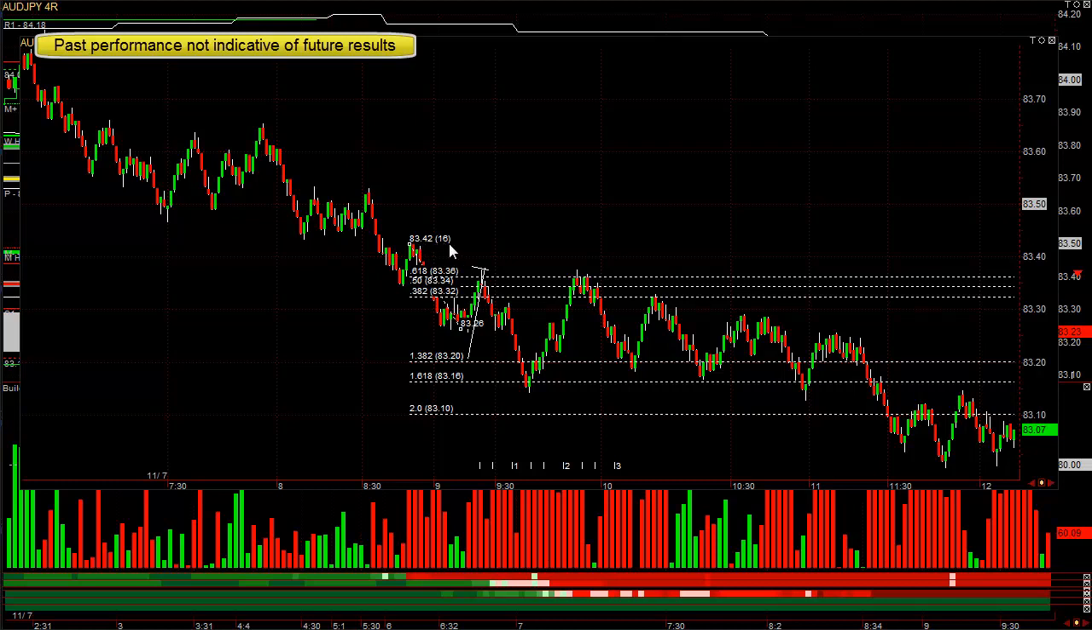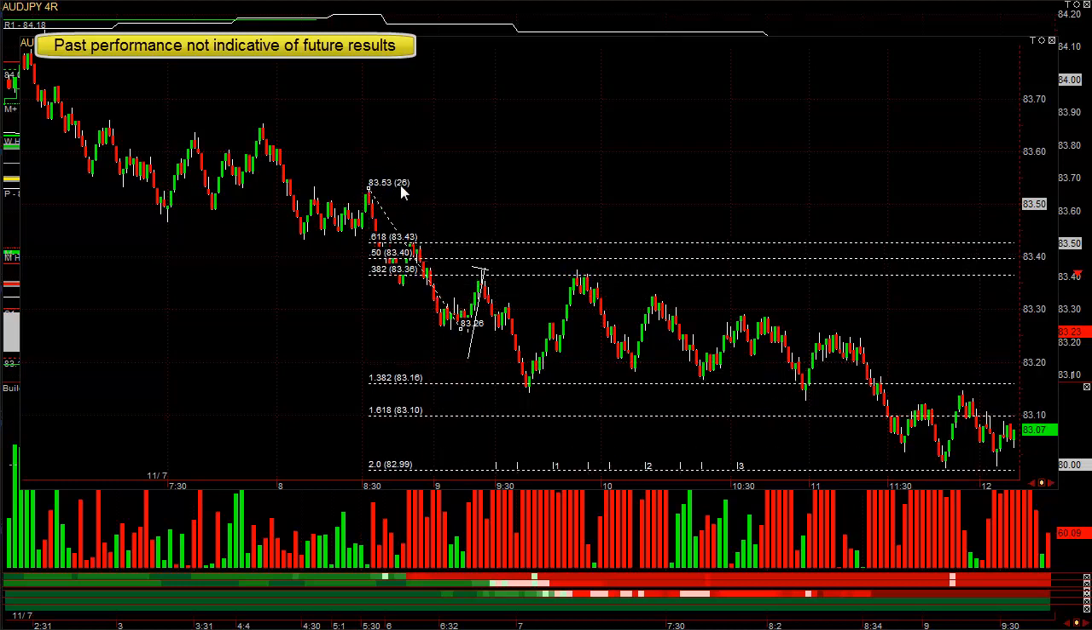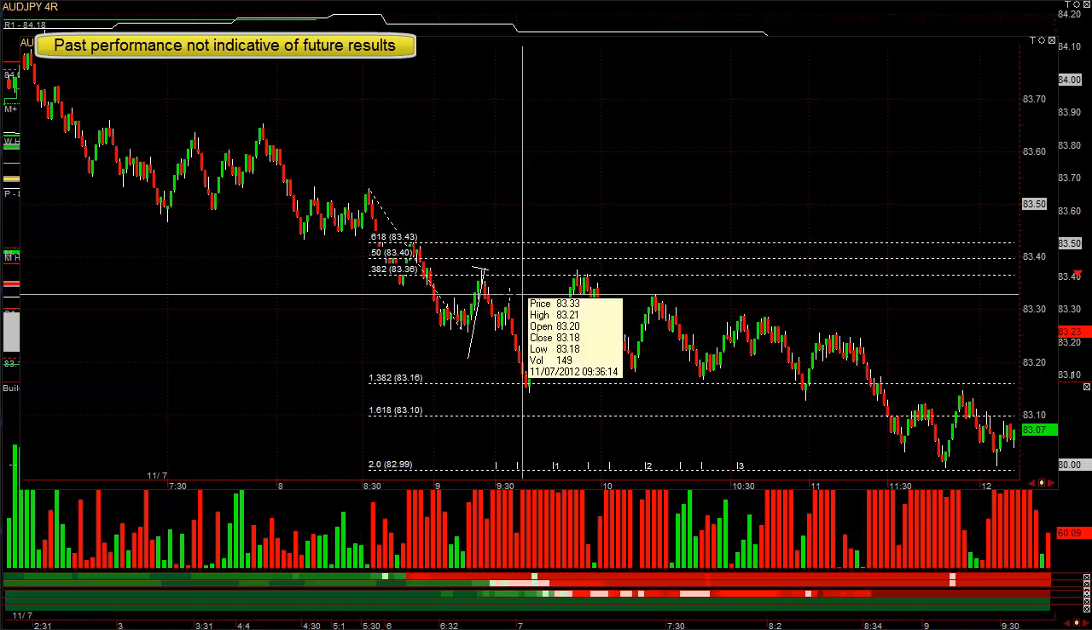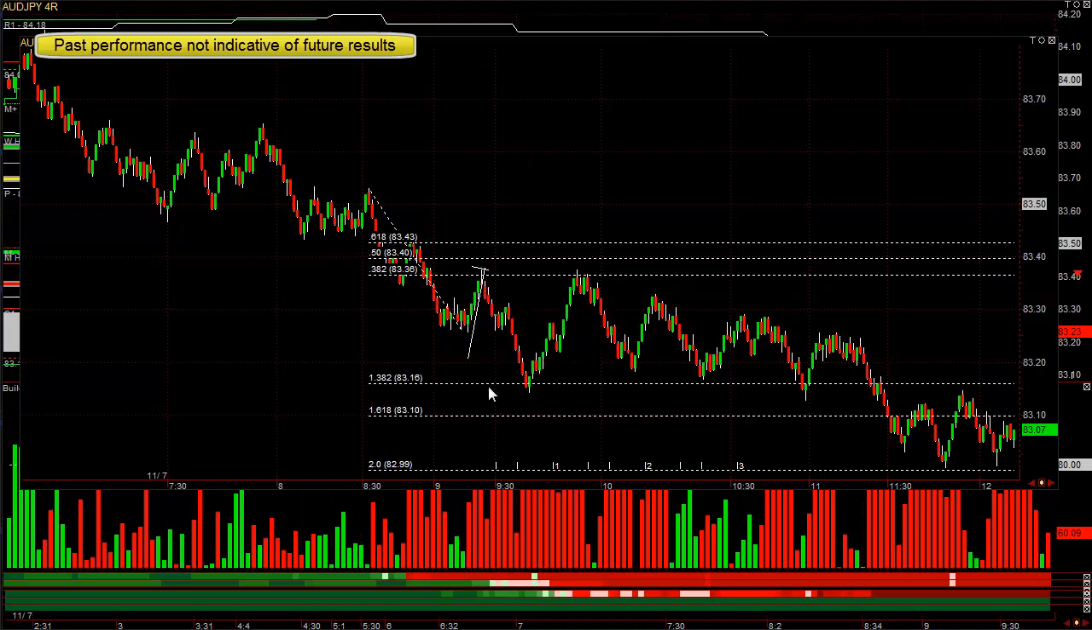This is only a 16 pip swing, so these fib levels are not as accurate. I like to see at least 25 pip moves. And here you go, you can see it went to the 1.382, which happened to just line up with the 1.618 of a smaller move. So this is a very high probability place. You're short right here at 34, you're out at 16. You probably made 15 pips on that trade, right?